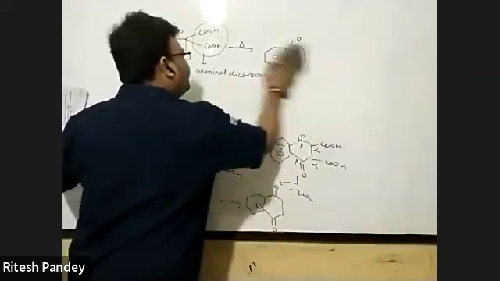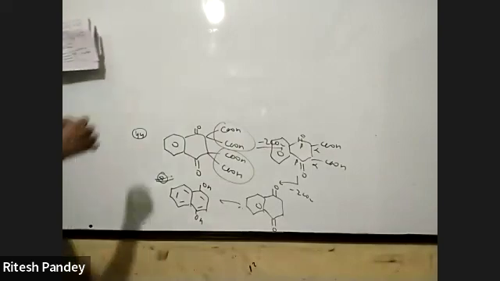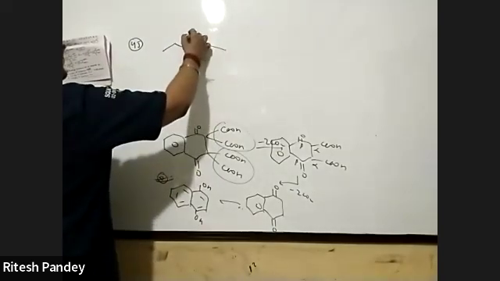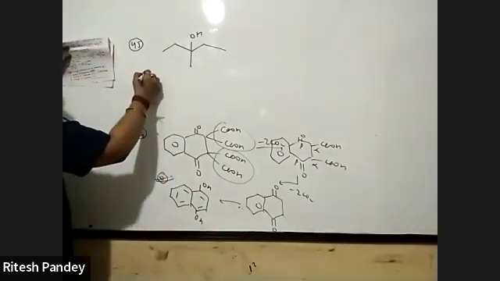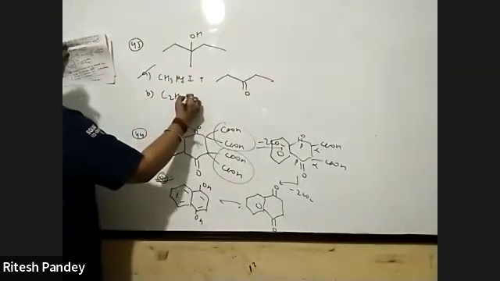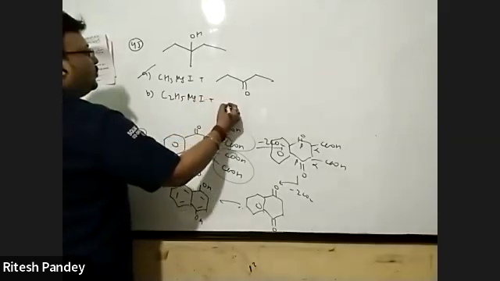45. A. In 45, I want to start with 3-methyl-3-hexanol. So this is 3-methyl-3-hexanol, I believe. And option A says CH3MgI plus 3-hexanol. Now this looks all right. Option B says C2H5MgI and 2-pentanone.